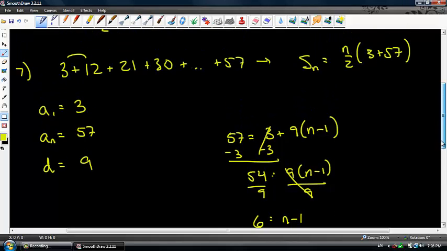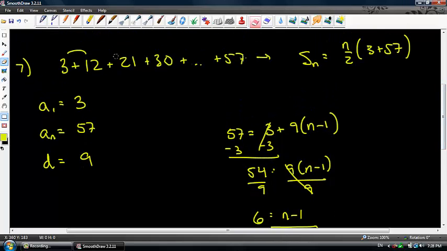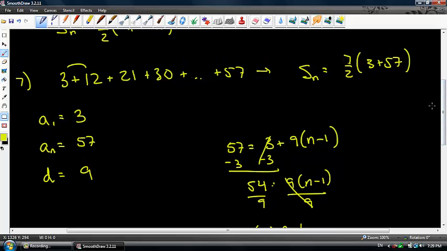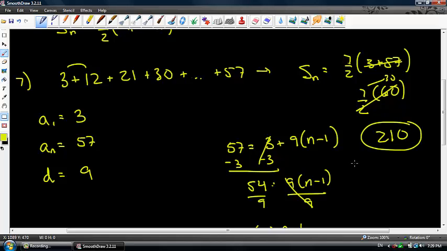Now that I have found n, I can plug that into this formula here. So n is 7. So what we get here is 3 plus 57, which is 60, times 7 over 2. Those are going to cancel. I get a 30. 7 times 30 is 210, and that is your answer.